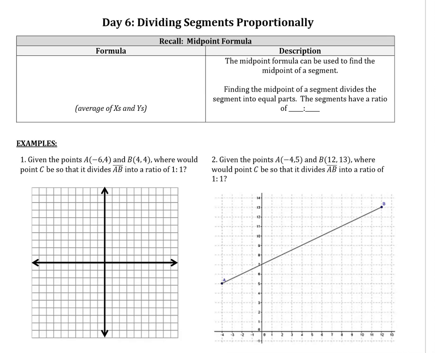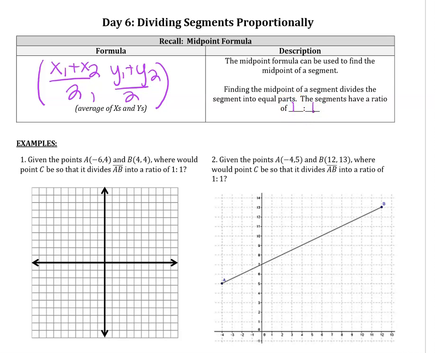So just a nice little recall here, we know our midpoint formula is the average of the x's and the average of the y's. So what I mean by that is we add our x's together for each coordinate, divide by 2, add our y's together, divide by 2, which makes sense because the average is the middle, hence the midpoint. So our midpoint formula can be used to find the midpoint of a segment. Finding the midpoint of a segment divides a segment into equal parts, which then have what we call a 1-to-1 ratio.